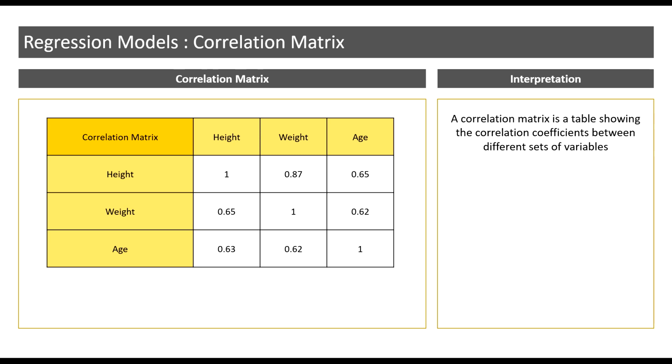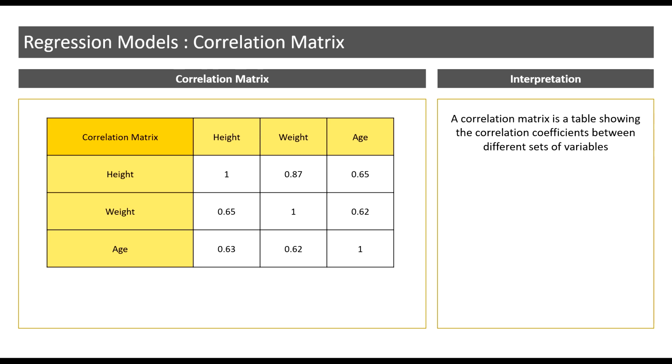In the previous video, I introduced the concept of correlation coefficient. In this video, we will take a look at what is the best way to represent those correlation coefficients. A convenient way to represent correlation coefficient amongst variables is through a correlation matrix.